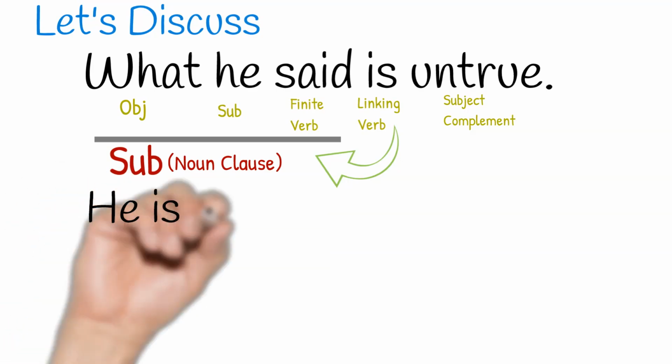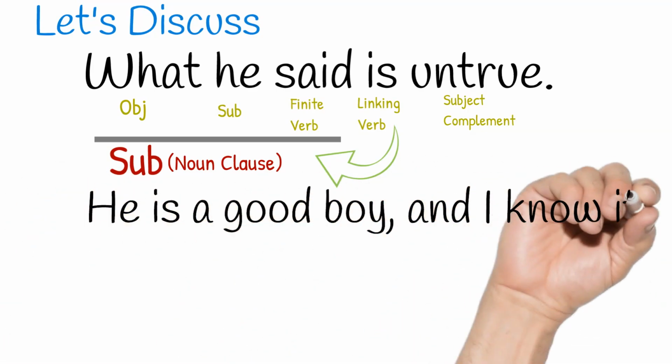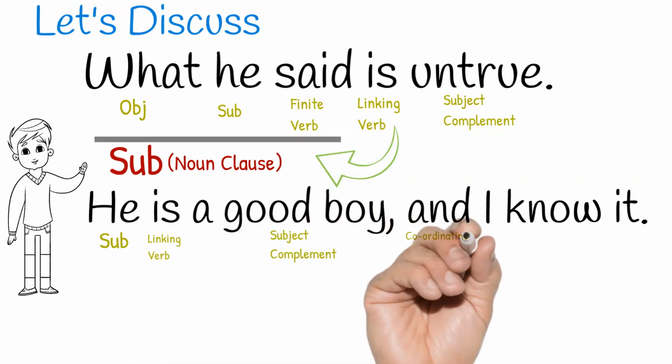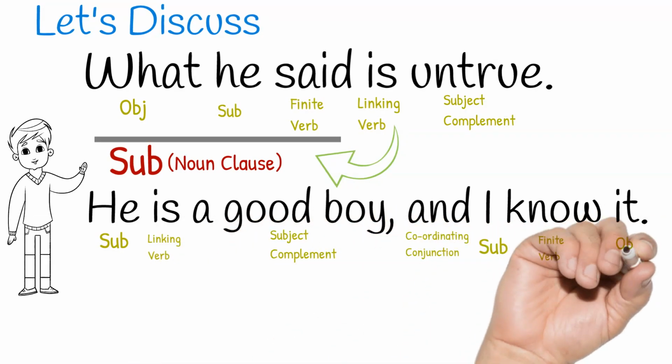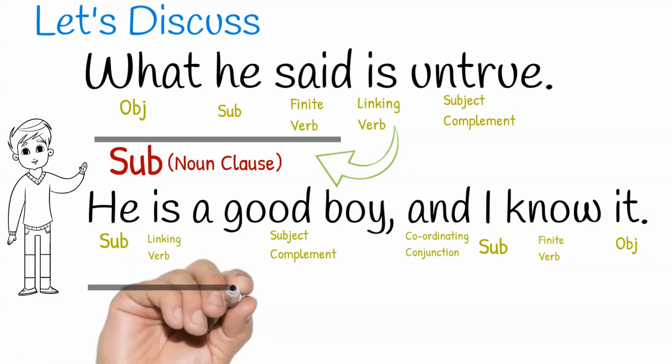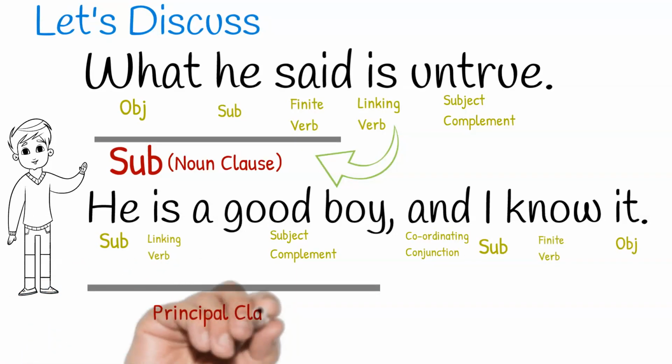Let's move on to the next example. He is a good boy, and I know it. Here is is a linking verb and its subject is he, and a good boy is the subject complement. Subject and subject complement are both the same. That means the subject complement gives us information regarding the subject. So he is a good boy is a group of words having its subject and finite verb. That is why it is a clause. As it doesn't depend on any other clause to express its meaning, it is the principal clause of this sentence.